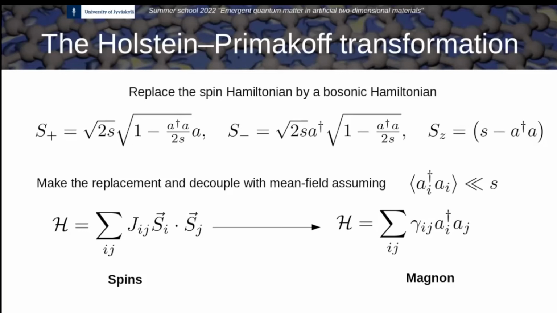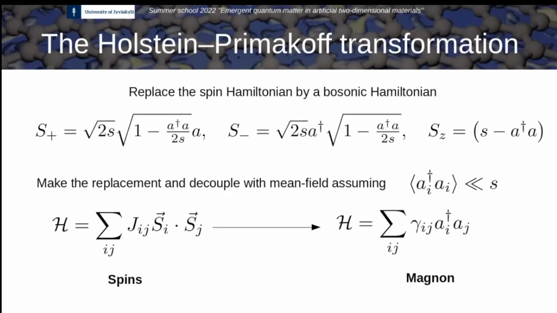What is the relation between the original J and the new gamma? So that's a very good question. The idea is that the gammas are linearly proportional to J. And then of course they also have these prefactors. This is at zero temperature.